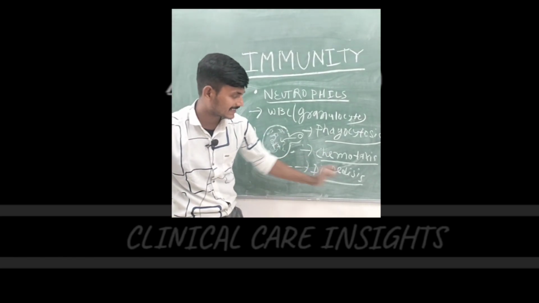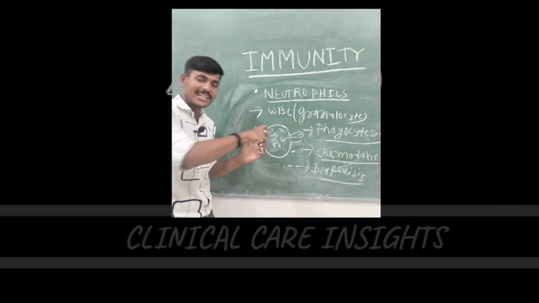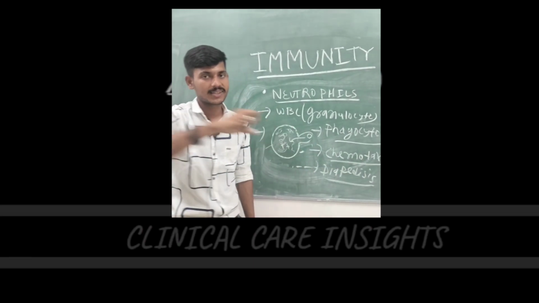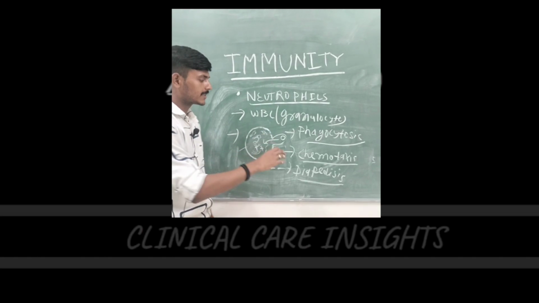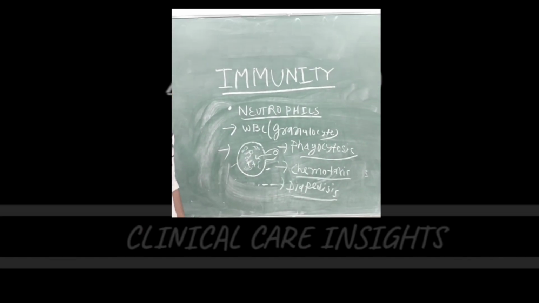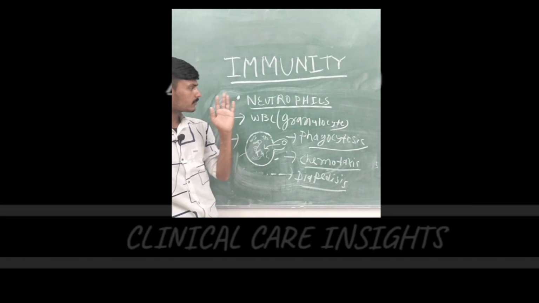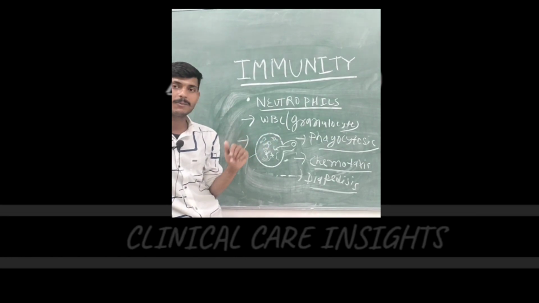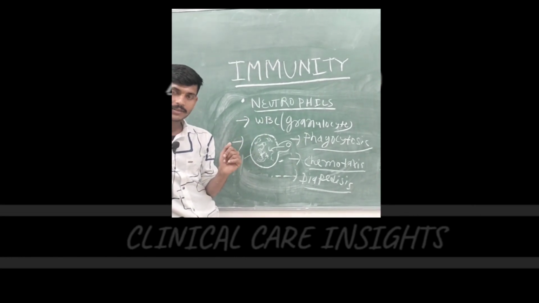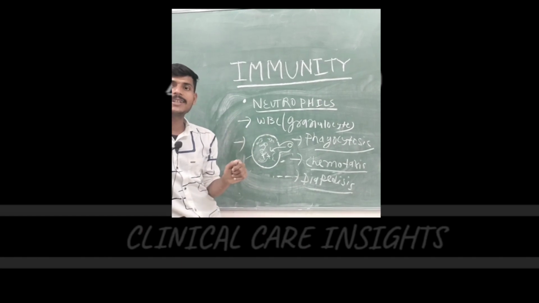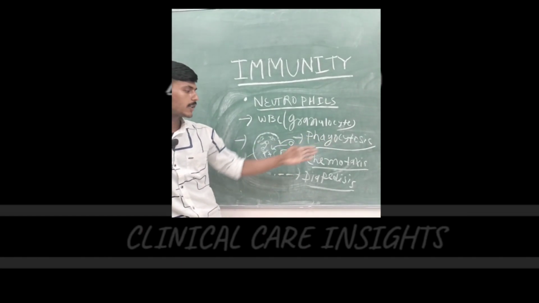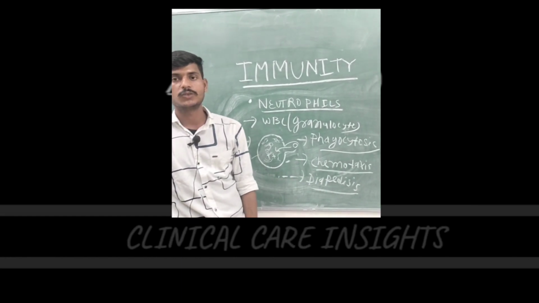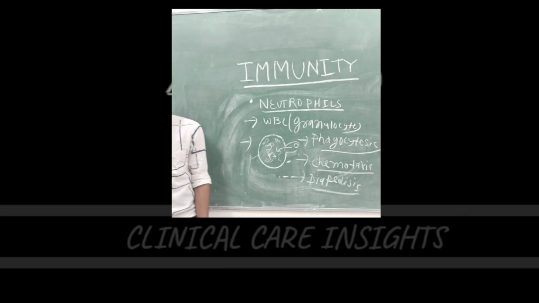Now, diapedesis. Diapedesis is basically releasing from the blood, squeezing out from the blood and going to the injured area. That's called diapedesis. So about neutrophils, keep these lines in your mind: first, it's a type of WBC. It's a granulocyte, a polymorphonuclear cell. It performs three things: first phagocytosis, second chemotaxis, and third diapedesis. It is the first line of defense towards foreign particles or microbes. Clear?